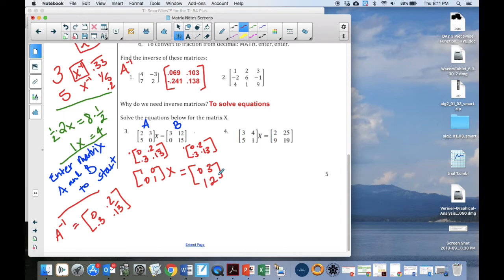That is the answer matrix. Once again, we are going to skip number 4. We can possibly do that in class if we need to. Let's move on to the other side of the page.